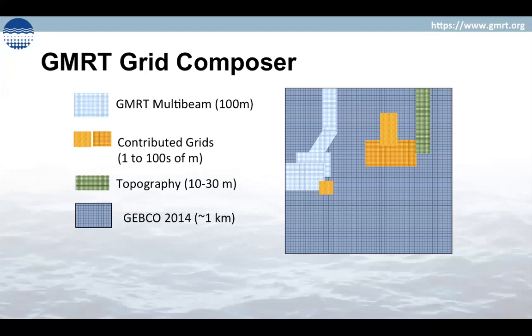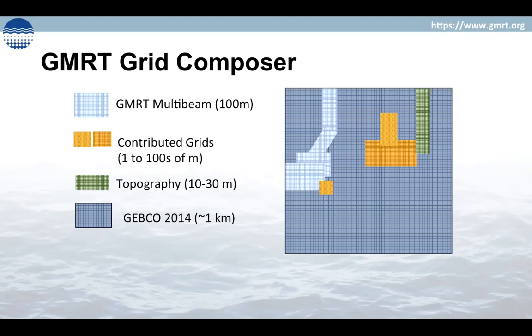So to describe the grid composer for you, I like to use this little cartoon. As I said, we have these 4 elevation components. In this rendition, the coarser background gray grid is the GEBCO, roughly 1 kilometer resolution. The green is the higher resolution land topography. The multibeam that we curate, the 100-meter multibeam, is the lighter blue hatch mark. And then the contributed grids, which are at different resolutions, are the orange. And these data sets can exist in spatially distinct or spatially overlapping areas.